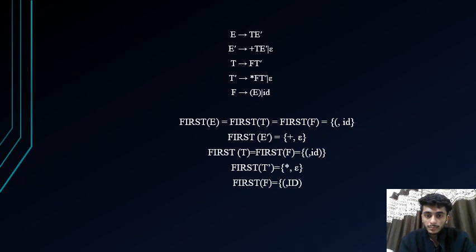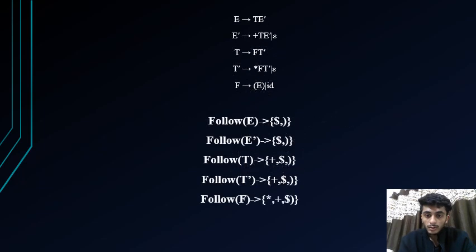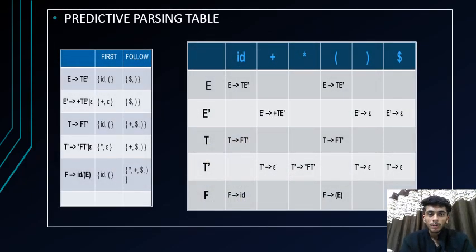Let's move further. Then how to find follow. For the following grammar, you can see how the follow has been found out. First you have to find the first, then you have to find the follow for the same grammar. With the first and follow found, we get the predictive parsing table. We write all the non-terminals on this side and the terminals on this side, and form the table. This is called the predictive parsing table.